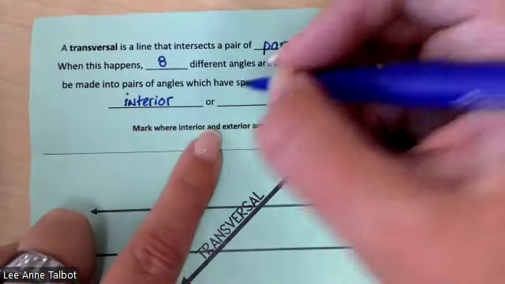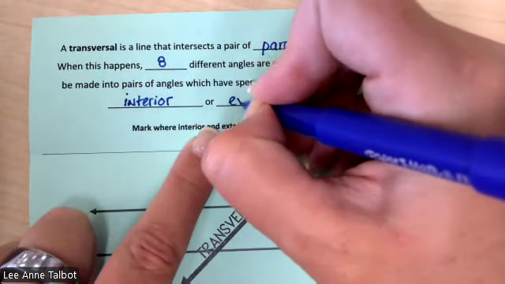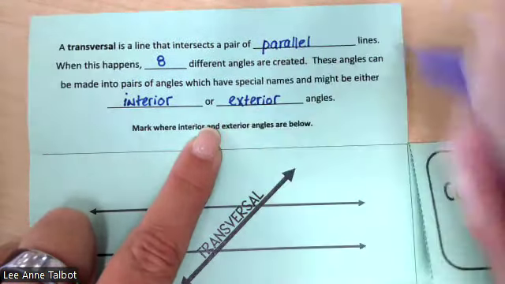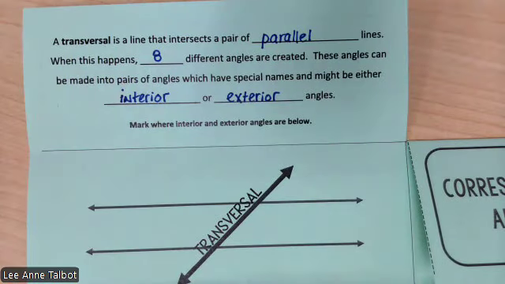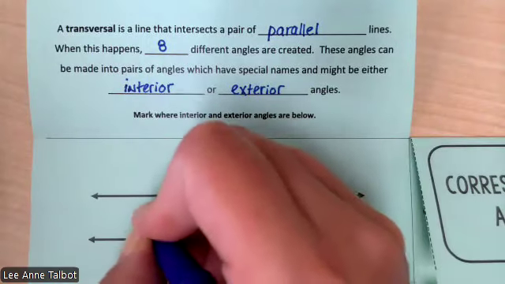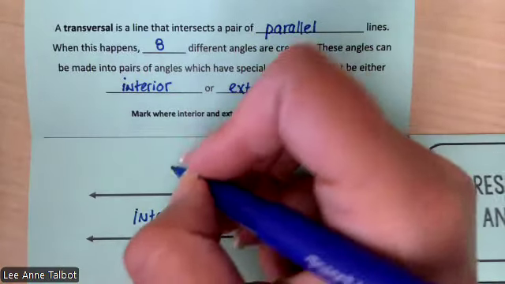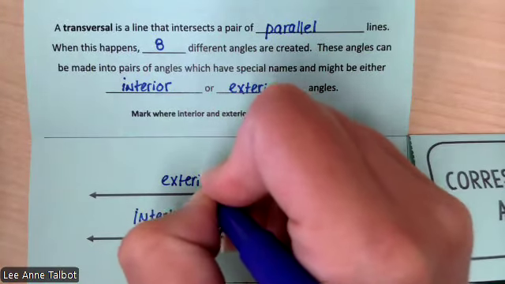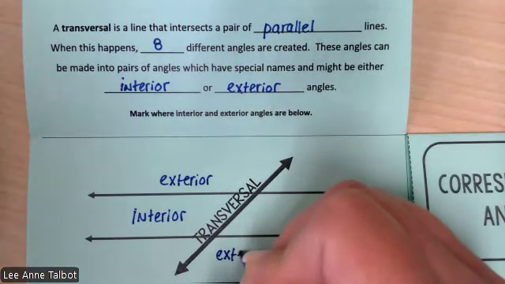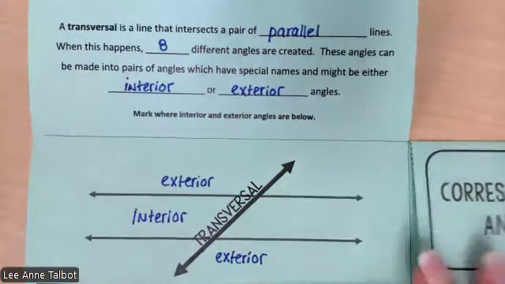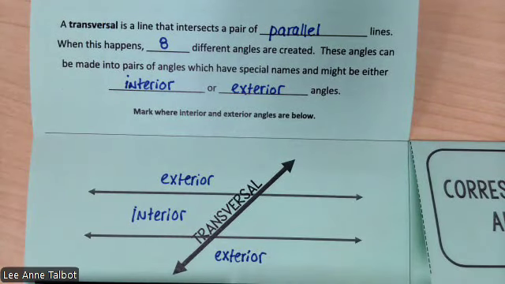These angles can be made into pairs of angles which have special names and might be either interior or exterior angles. I like to think of the interior of my car or the exterior of my car. So interior is inside. And the exterior is outside. So inside the parallel lines or outside the parallel lines, interior or exterior.